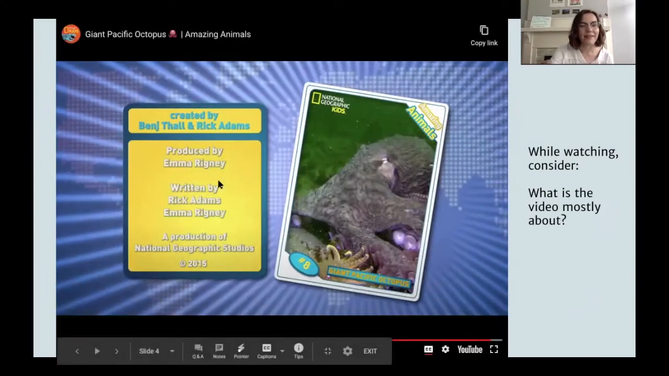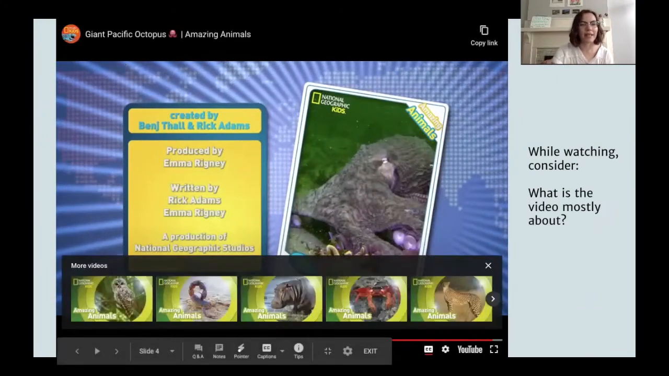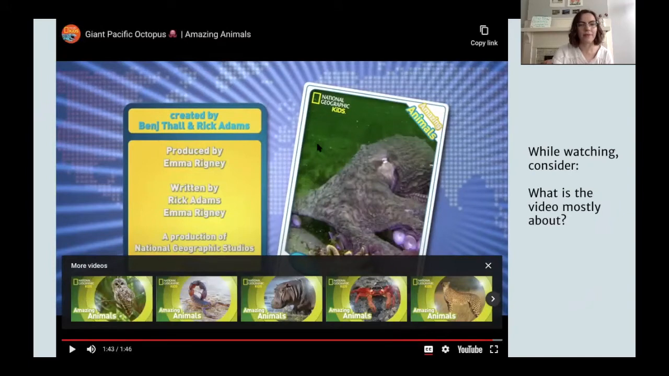Our topic we can find first off in the beginning of the video, the giant Pacific octopus. But to move that into a main idea, we might say how the giant Pacific octopus is an amazing animal found in the ocean floor.